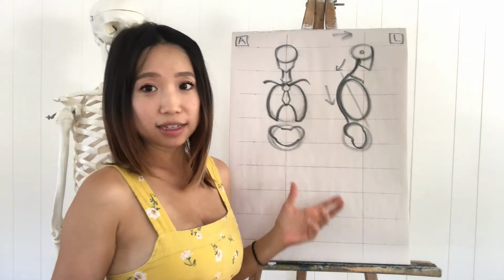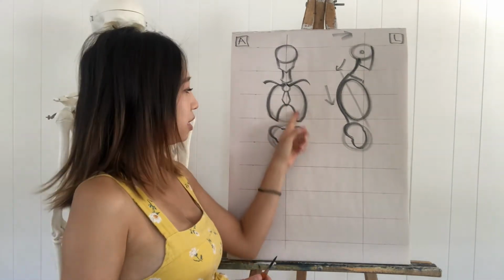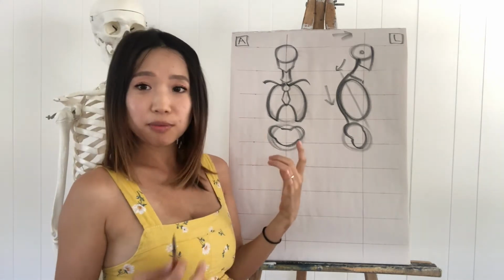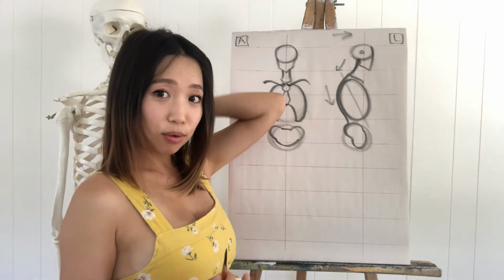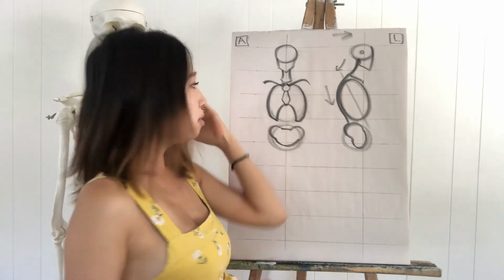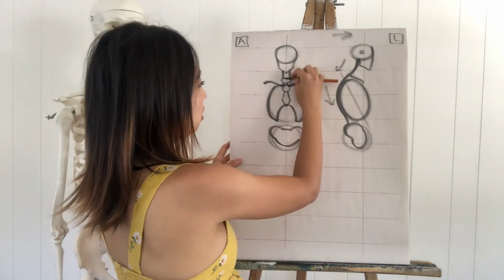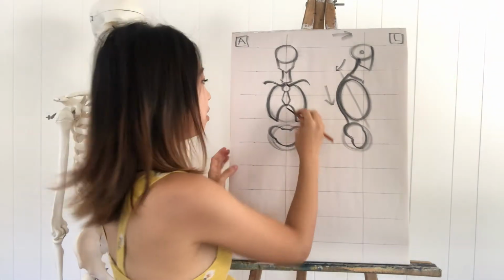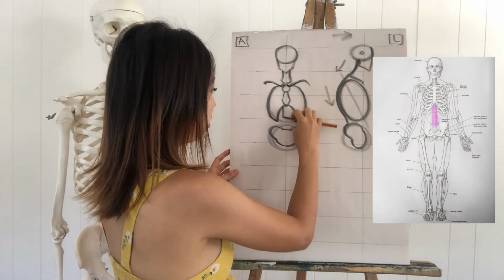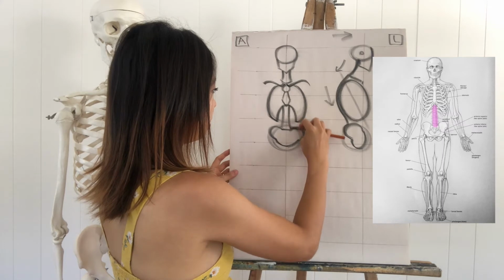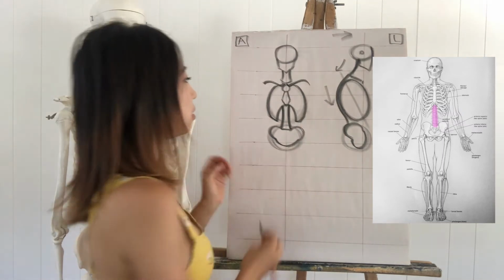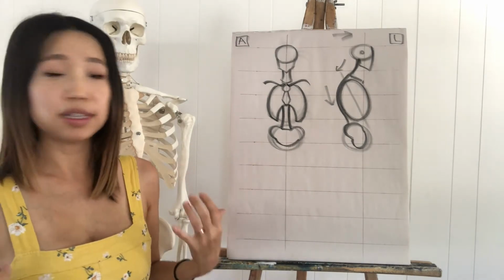Let's just connect this together, because right now we have this space in between the rib cage and the pelvis. So the vertebrae, the neck bone, goes all the way down to your tailbone. And now I'm just gonna continue this bar from the neck, bring it down to the pelvis, just like this. Now the torso is connected.